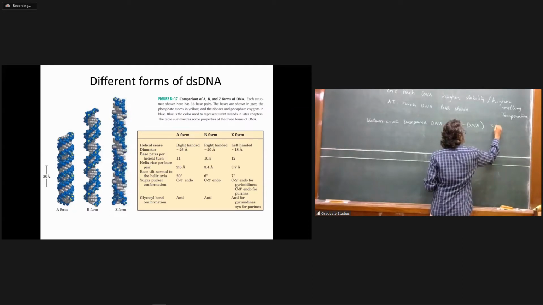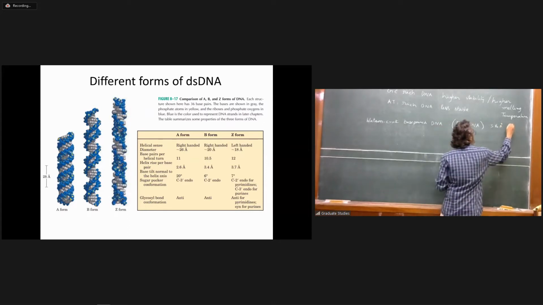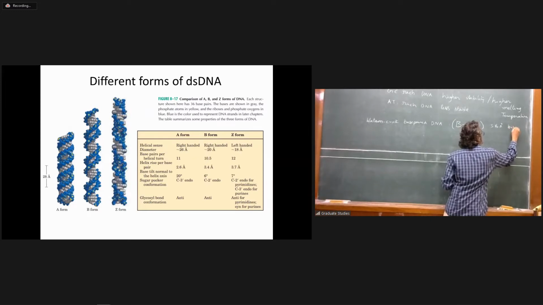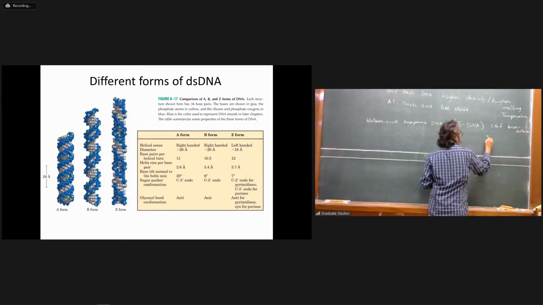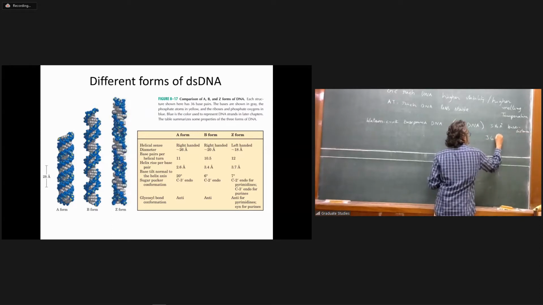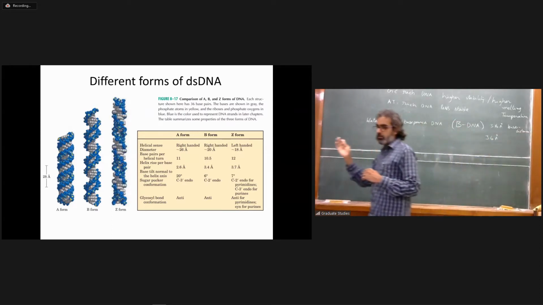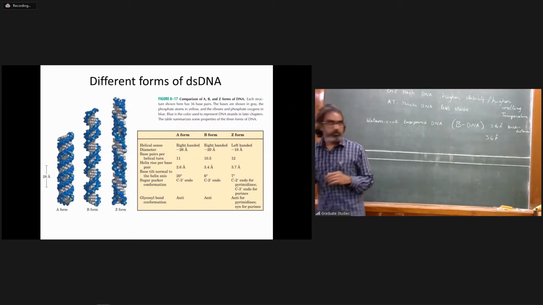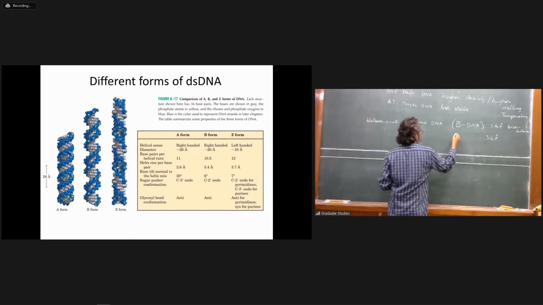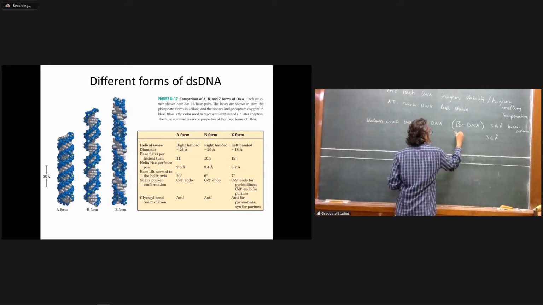One is 3.4 angstrom distance between bases, the stacking distance between bases along the chain. The other periodicity is 34 angstroms, where 10 bases complete one turn. And again, this is right-handed, so this is called helical DNA, right-handed.